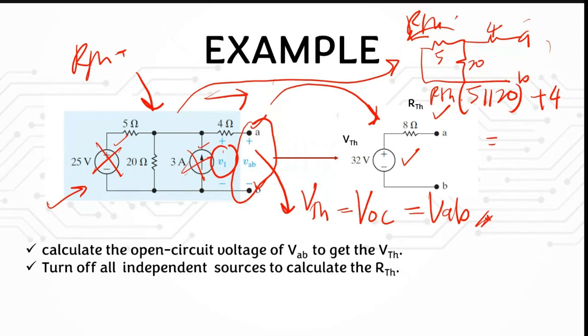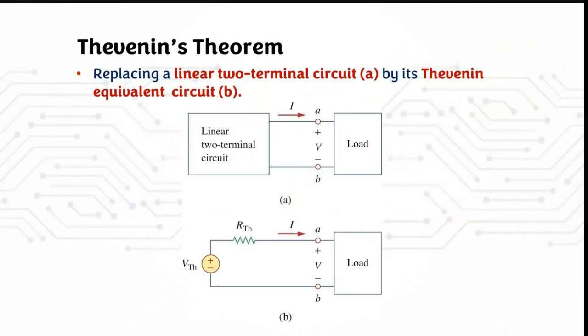But if you have a dependent source in your circuit, that's going to be a different case. So we're going to look at how to calculate the Thevenin resistance if you have only independent sources, or if you have a dependent source. So what are we going to do with that?